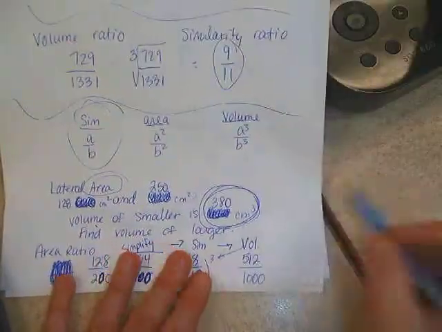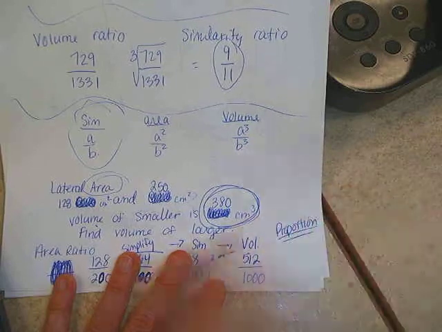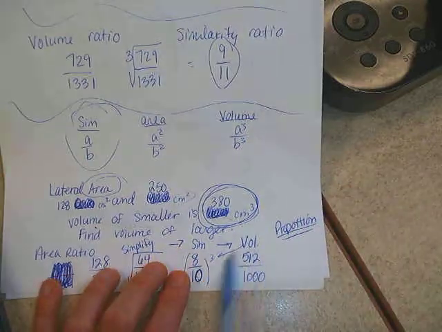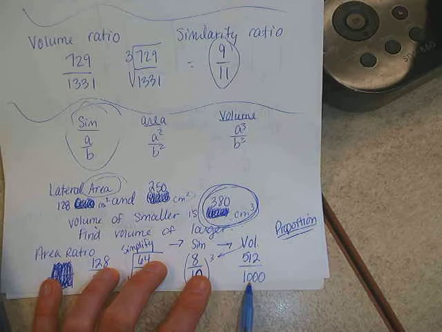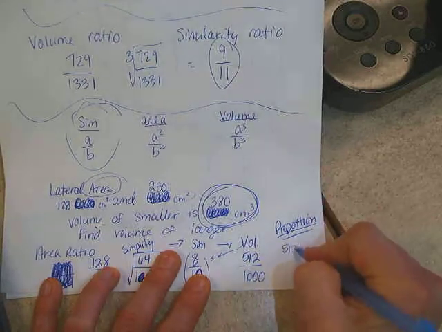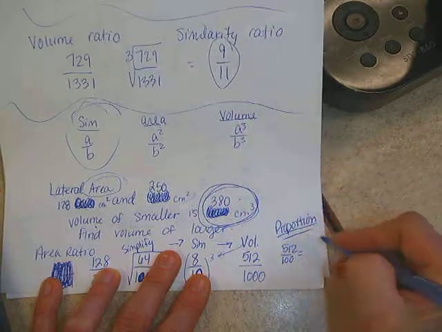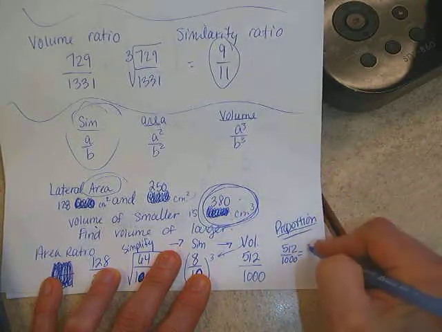Now, since we're going to set up a proportion anyways, I'm not going to bother simplifying this. But if I were just looking for the volume ratio, I'd want to simplify before I cube. That way I don't have to simplify later. Okay, now, here's the volume of my smaller solid.